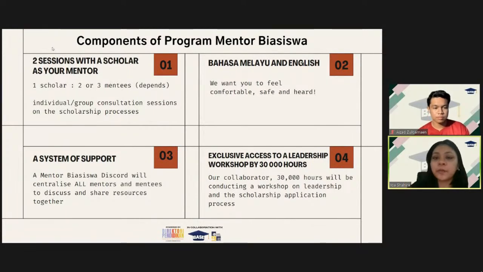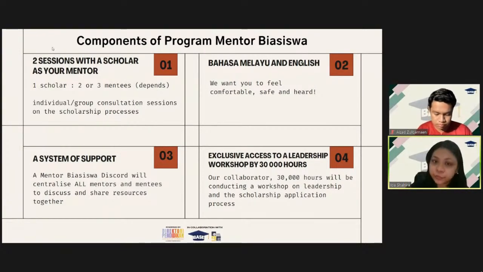Now, this support will not only be between you, your mentor, and the other mentees that are under the same mentor, but also for the whole entire Mentor Biasiswa community as well. You will gain access to a Discord server meant for Mentor Biasiswa, where all the mentors and mentees are centralized in one area. And this is where you are able to discuss, share your resources together, share your concerns, and really support one another. This also allows you to gain insight from other mentors as well.